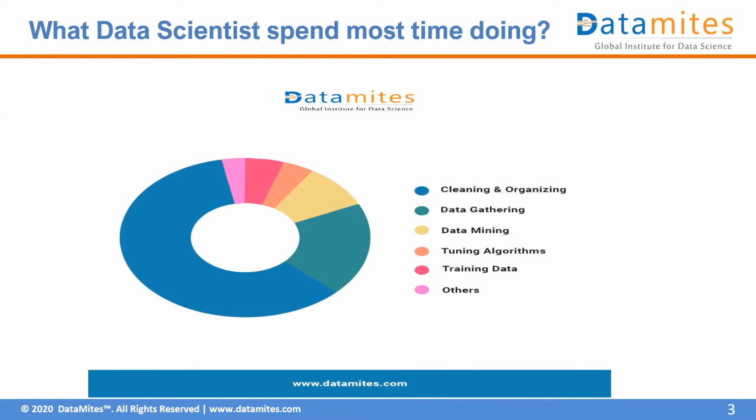Why is it so? Because if the data is clean and tidy, the other stages fall into their own places. The ultimate goal of a data scientist is that the model should perform very well on unseen data. That is the ultimate target for a data scientist.